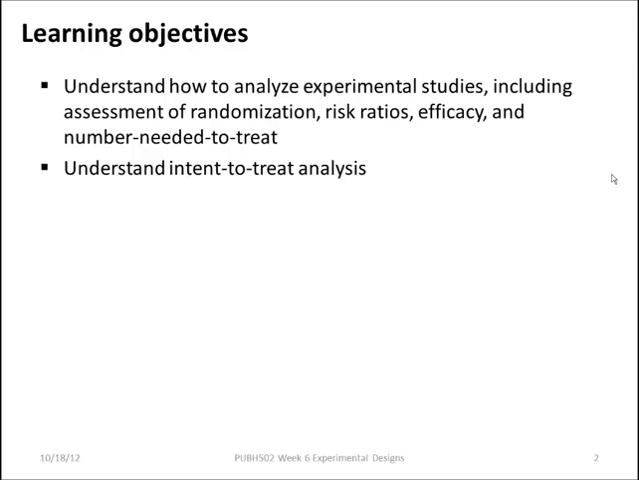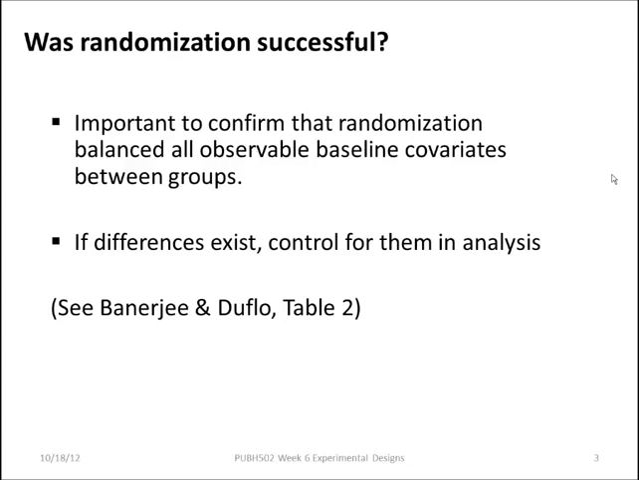randomization, and talk about some of the measures we use, like risk ratios, efficacy, and number needed to treat, and then talk about the all-important intent to treat analysis and why we need to keep everybody in the treatment group they started out in.